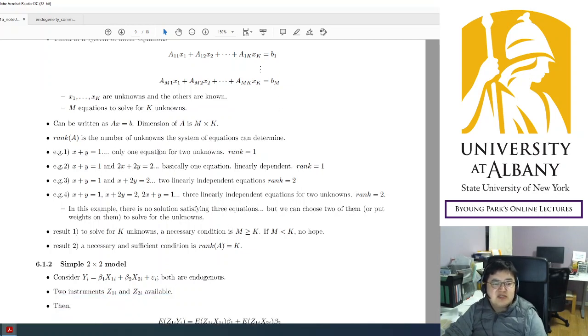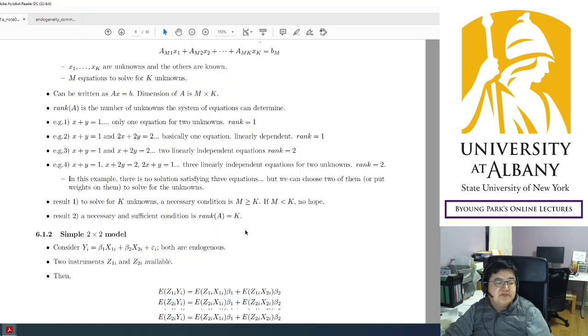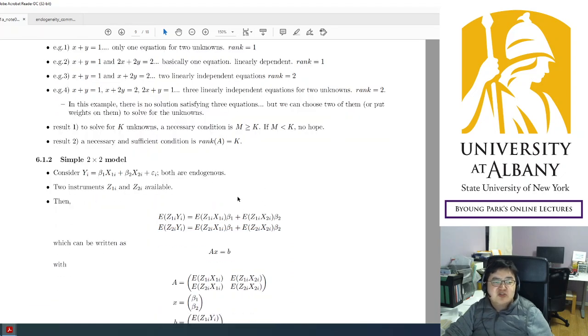Now then, this is a general idea, and let's think about the 2x2 case. Back to our instrumental variable example. If you come back to the 2x2 case where x1 is scalar, x2 is also scalar, and both are endogenous. To simplify, I assume both are endogenous, and I assume there are two instruments.